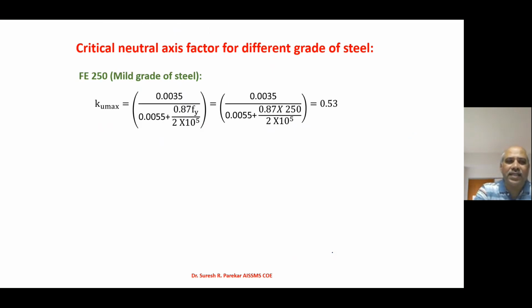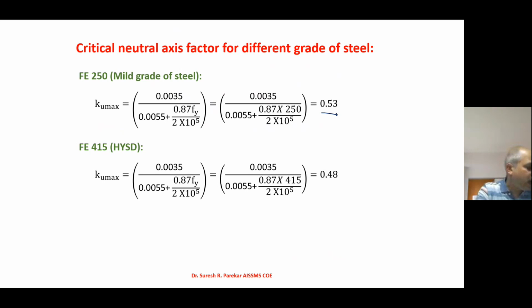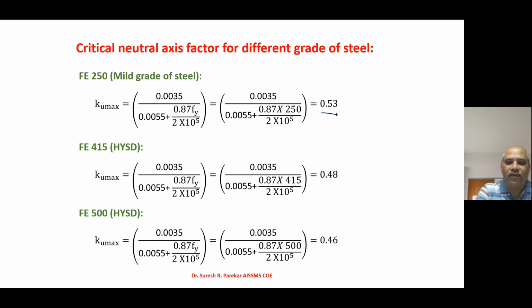Then the critical neutral axis. We are just going to put the value of Fy in this. First we have substituted 250, so we will get 0.53. These values are in the IS code. You can go to page number 70 and you will get these values. So for 415 it is 0.48, and for 500 we have 0.46.